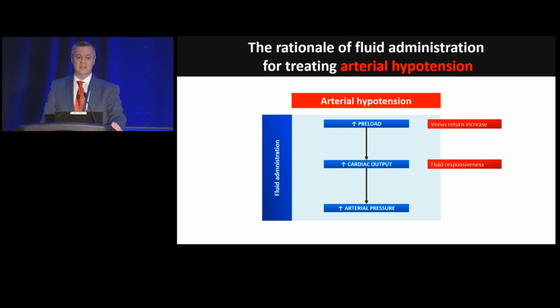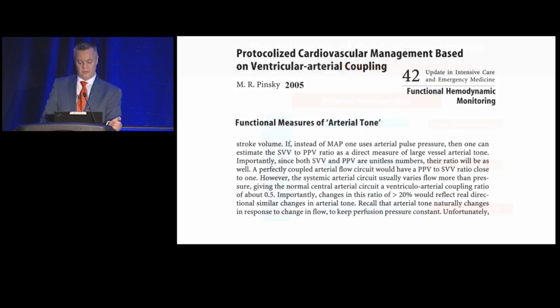But even if the patient is able to increase the cardiac output, not all the patients that increase the cardiac output are going to increase the arterial pressure. So we have to define another thing, and this is the pressure responsiveness. So these patients are able to increase the cardiac output, but we have to know which patients are also able to increase the arterial pressure with fluids.